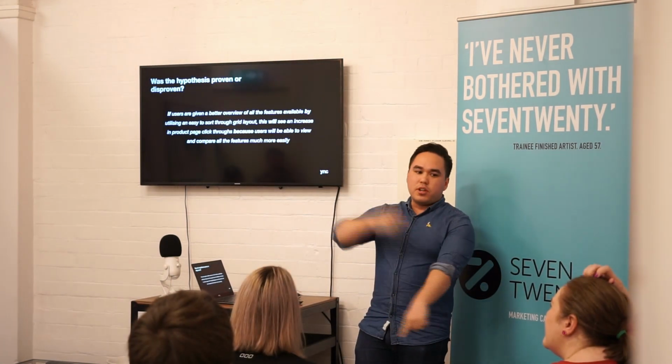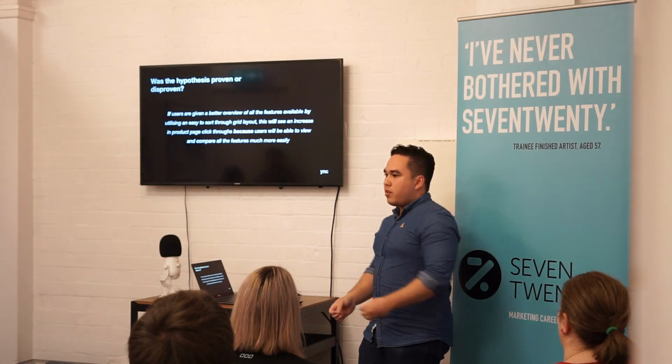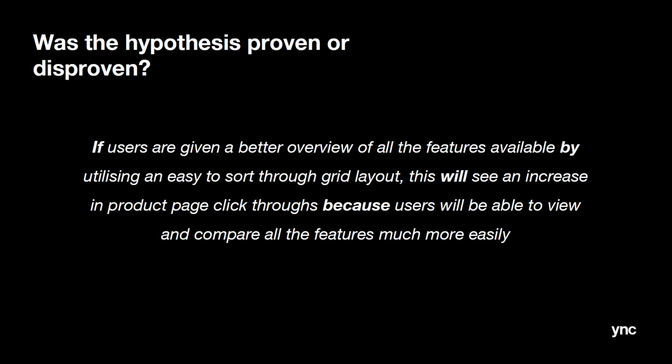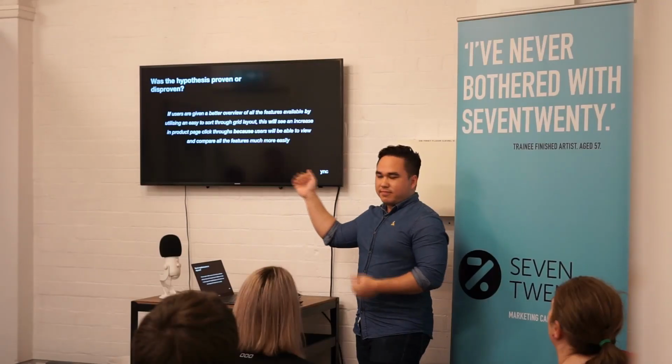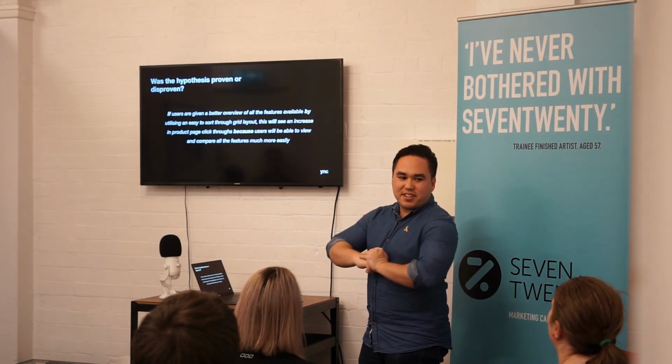Now let's circle back to our original research question. The question we were asking at the start was: if users are given a better overview of the features by utilizing an easy-to-sort-through layout, we'll see an increase in product page click-throughs because users are able to view and compare features much more easily. Who here thinks we didn't answer that question? Great, because that was my question at the start.